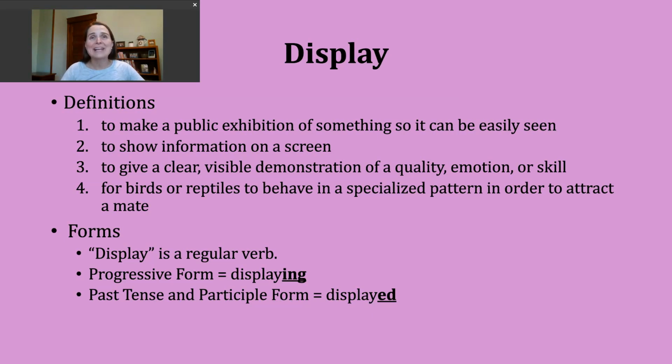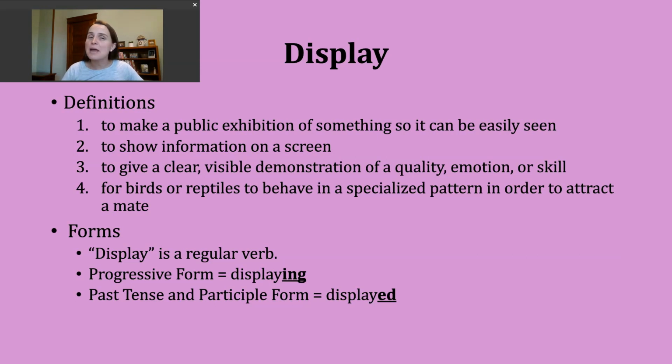A third way you might hear the verb display get used is to mean to give a clear and visible demonstration of some quality, emotion, or a skill. So, to help us understand this third definition, perhaps we could think of seeing someone crying, right? And we could say they are displaying sadness, right? Especially if we look at other characteristics. Sometimes people cry when they're happy, but maybe there are other things we can see about that person.